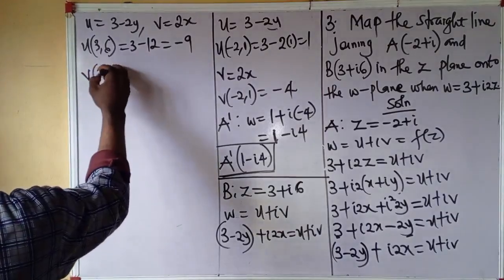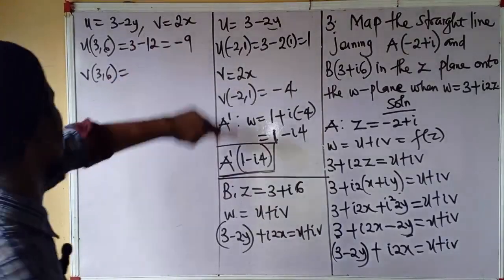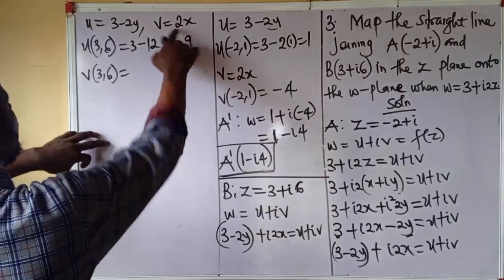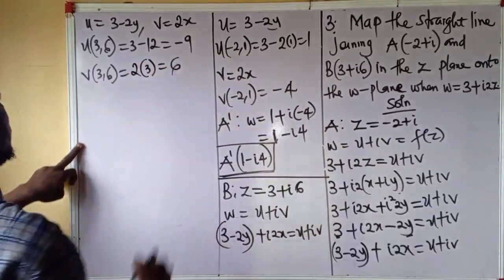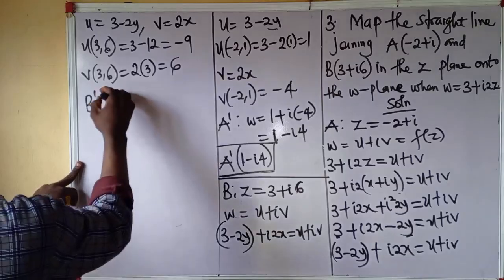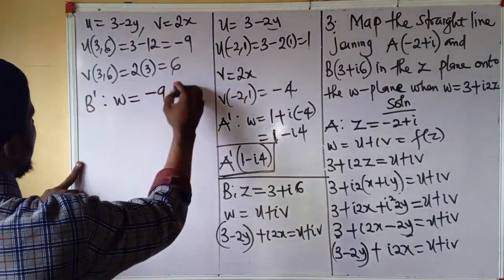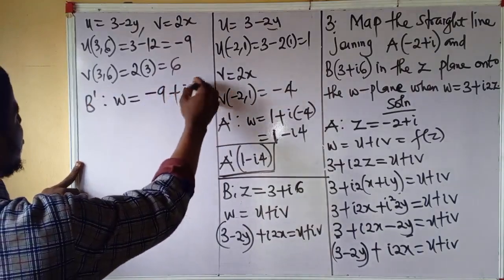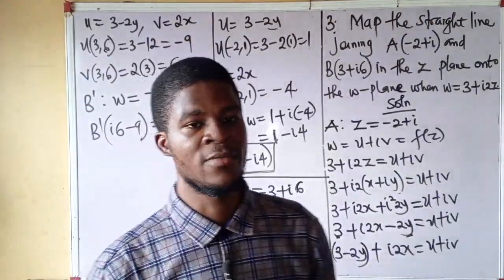Then V of 3, 6, that will be 2 times X, X is 3, so that will be 6. So the image of B, which is B prime, is W equal to U, which is minus 9, plus iV. So we have gotten the image of A and B respectively.